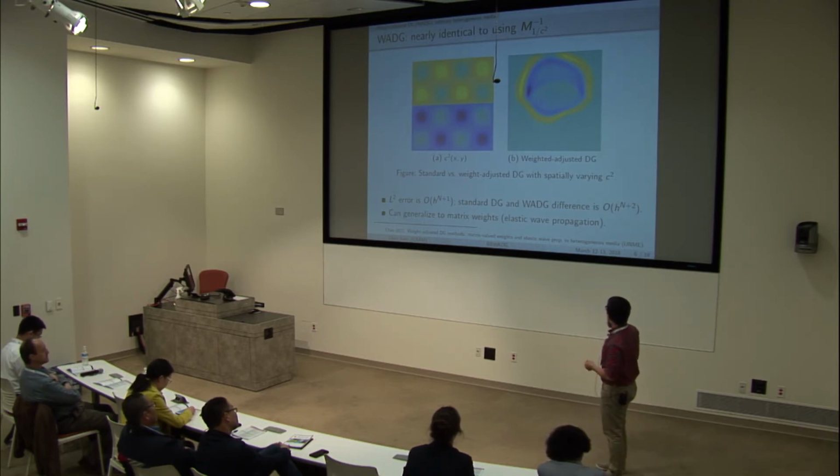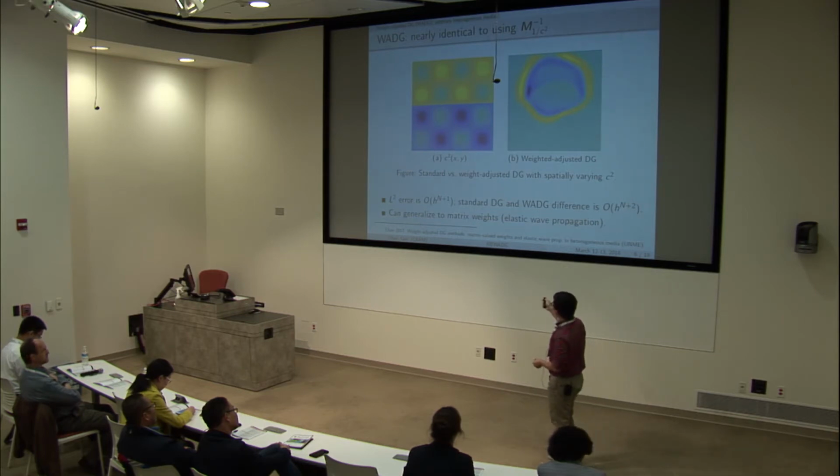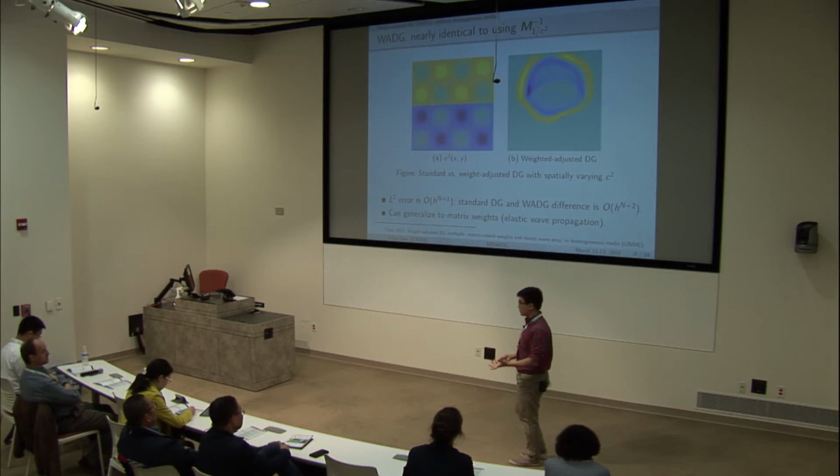The difference between the 2 is h to the n plus 2. So visually, they are always identical. And if you're interested in elasticity, I have a paper here where we generalize the whole thing to matrix-valued weights, and you can apply this to linear elasticity in a very nice, efficient fashion.